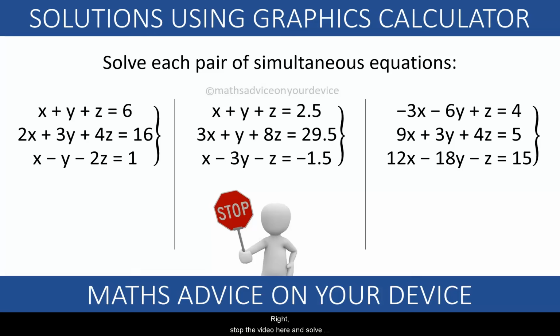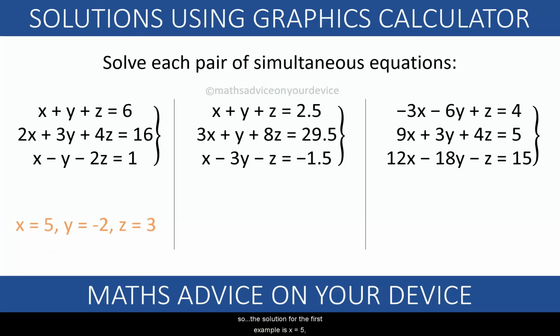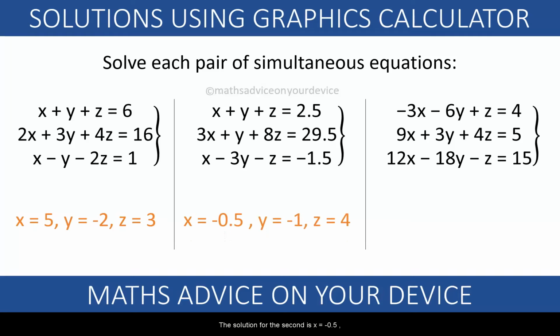Right, stop the video here and solve each pair of simultaneous equations. Did you try? Okay, so the solution for the first example is x equals 5, y equals -2, and z equals 3. The solution for the second is x equals -0.5, y equals -1, and z equals 4. The third one has solution 1/3, -2/3, and 1.